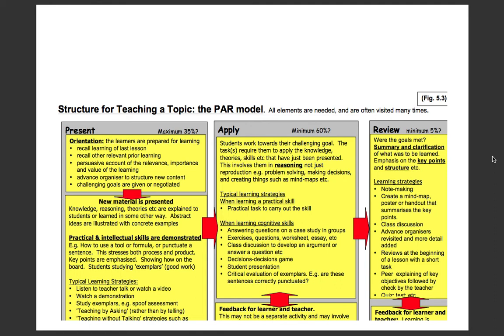So the percentages where I have a maximum, minimum, you can ignore those.